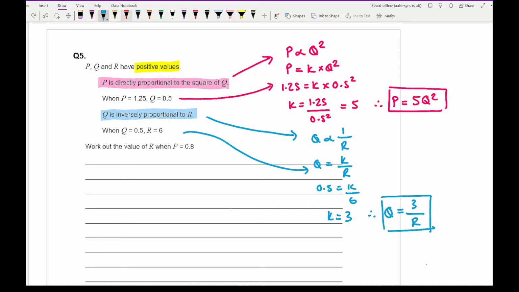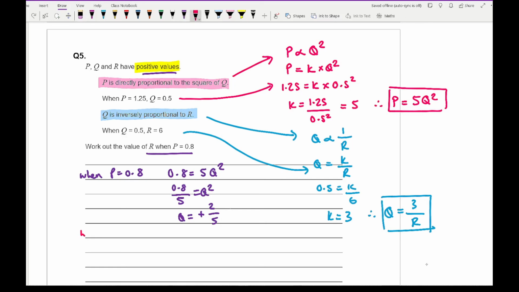Now from this, I'm going to work out what they actually want me to do. When P equals 0.8, I need to find out what Q is. So it's going to be 0.8 equals 5Q squared. So 0.8 divided by 5 equals Q squared. If I type that into my calculator, I get that Q equals plus or minus 2 over 5. Now remember that it does say that Q needs to be positive, so I can get rid of the negative and just deal with 2 over 5.